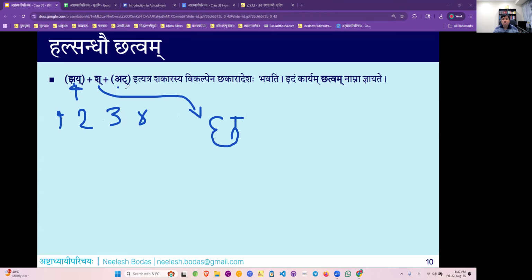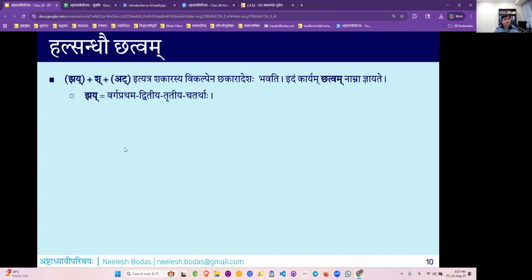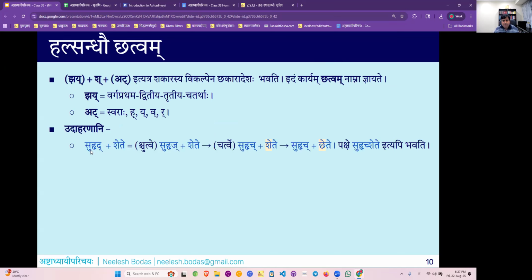chakaradeshaha bhavati. Sh is converted to ch. This is called chatvam. Idam karyam chatvam iti namna jnayate. So jhay is varga prathama, dvitiya, tritiya, chaturtha. At is swaras and hayavara till hayavarat. So what are the examples?